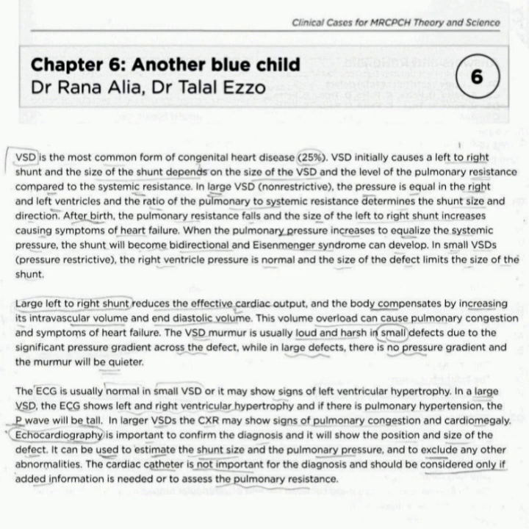Now, a large left to right shunt reduces the effective cardiac output and the body compensates by increasing its intravascular volume and end-diastolic volume. The volume overload can cause pulmonary congestion and symptoms of heart failure.